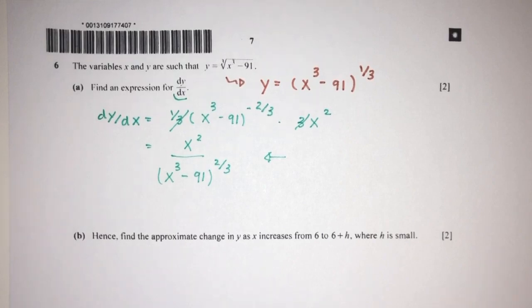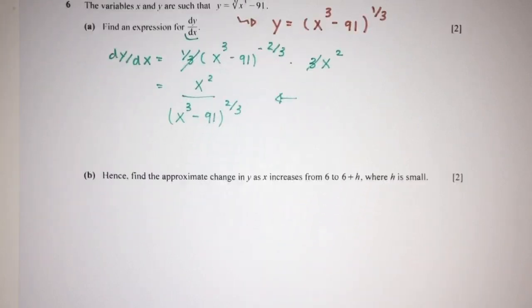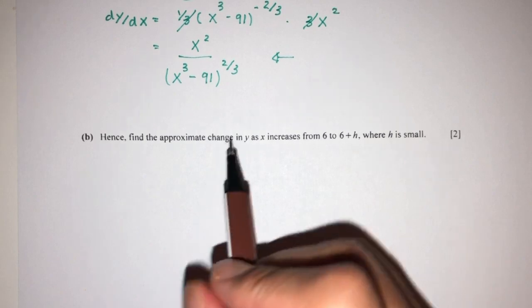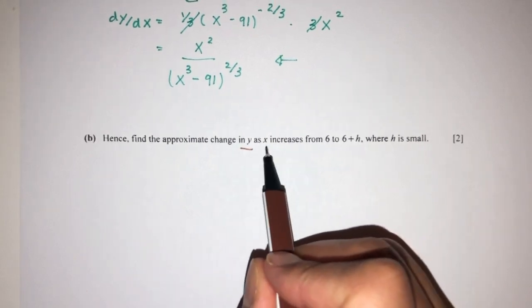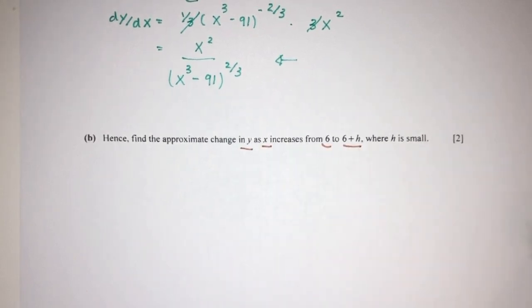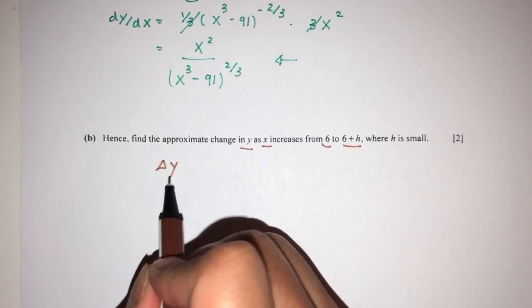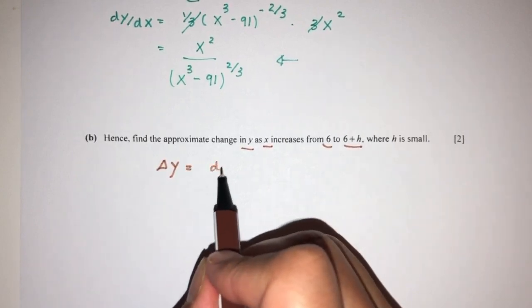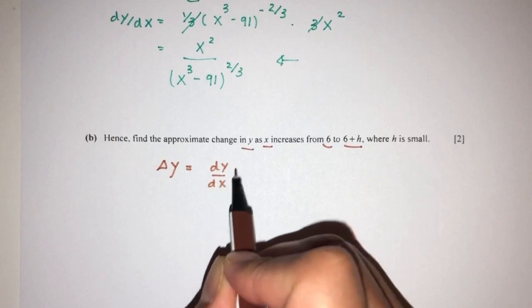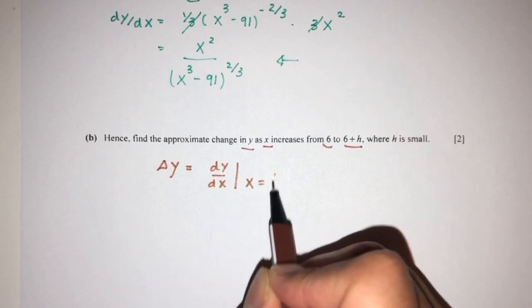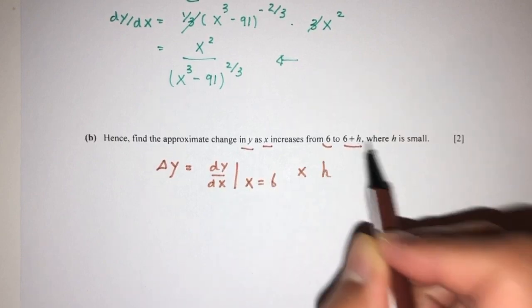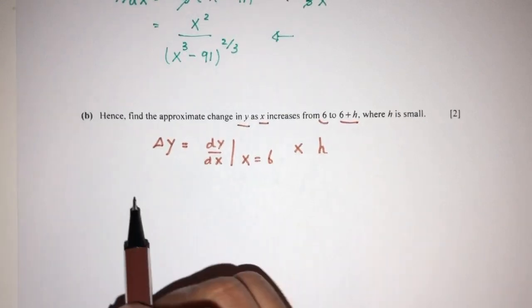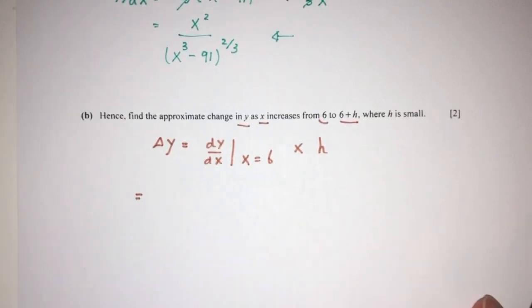So here, as you can see, we only use the same principles, the same concept, the same method. You can find the answer for part A. Now for part B, we have to find the approximate change in y as x increases from this to this. Pretty easy. The approximate change in y has to be dy by dx at the initial value, which is 6, times the value of the change, which is h. Let's replace and see what we get.